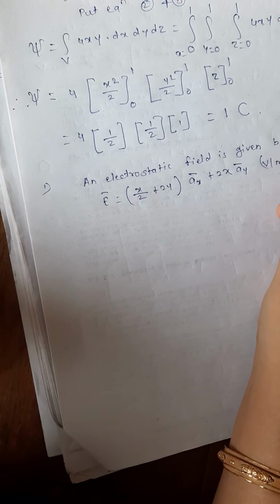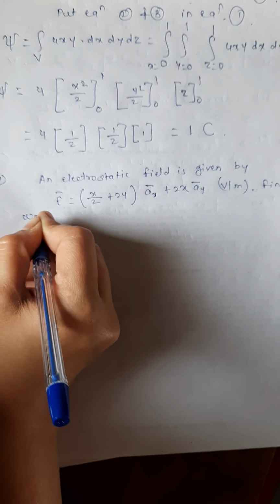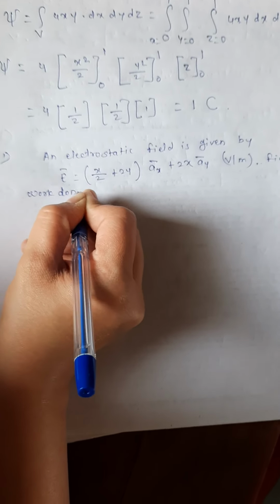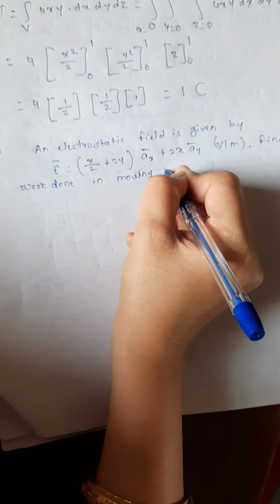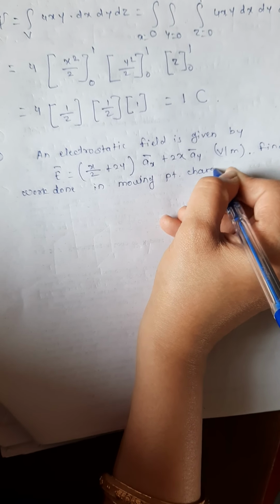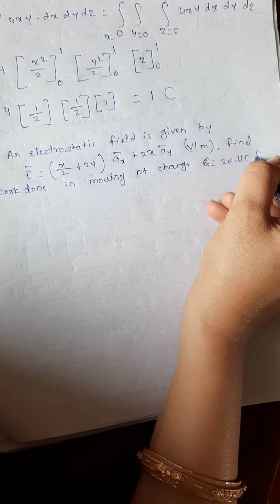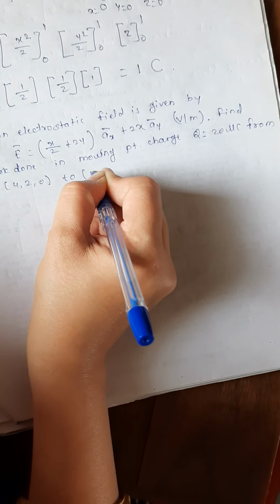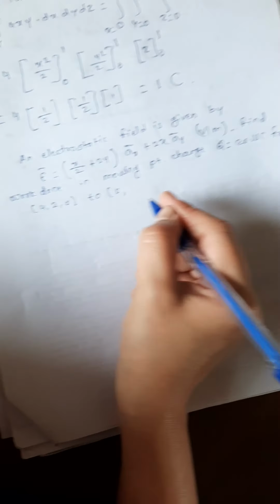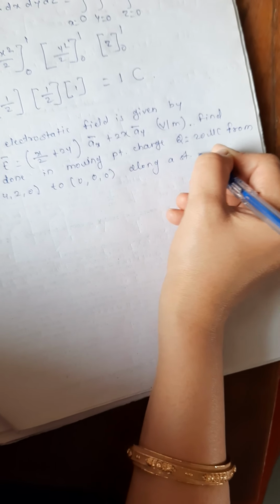So find the work done in moving a point charge Q equal to 20 microcoulomb from (4, 2, 0) to (0, 0, 0) along a straight line path.